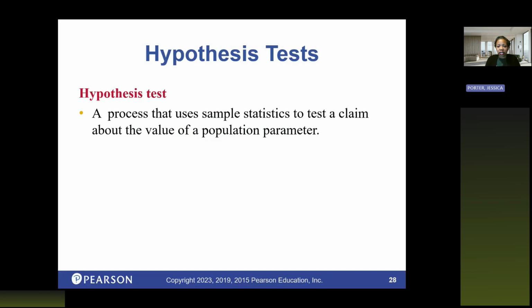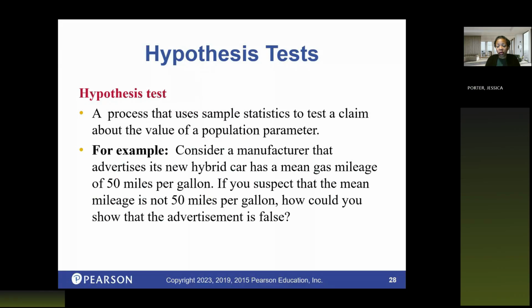It's a process that uses sample statistics to test a claim about the value of a population parameter. For example, you're going to consider a manufacturer that advertises its new hybrid car has a mean gas mileage of 50 miles per gallon. If you suspect that the mean mileage is not 50 miles per gallon, how could you show that the advertisement is false?